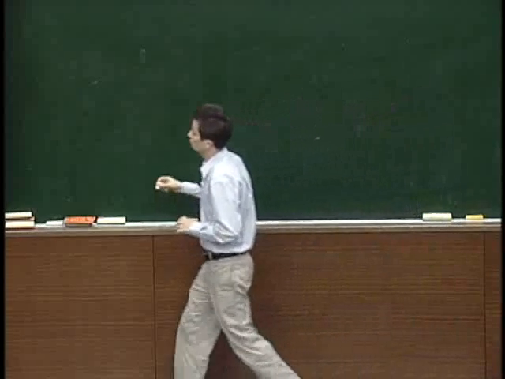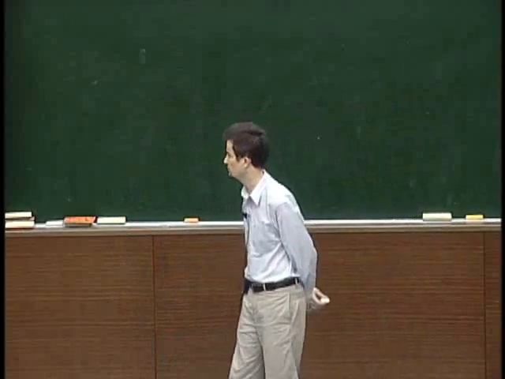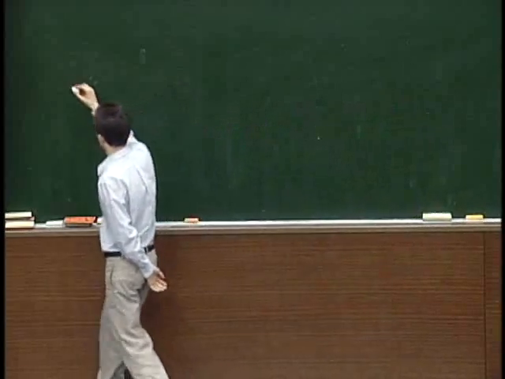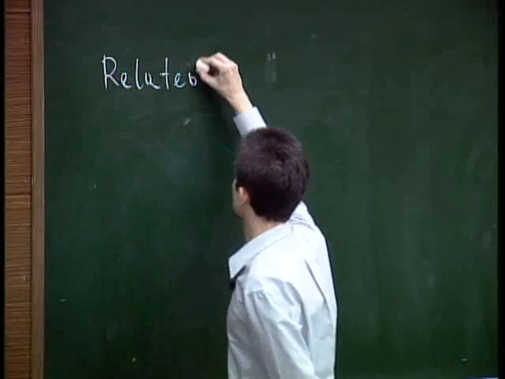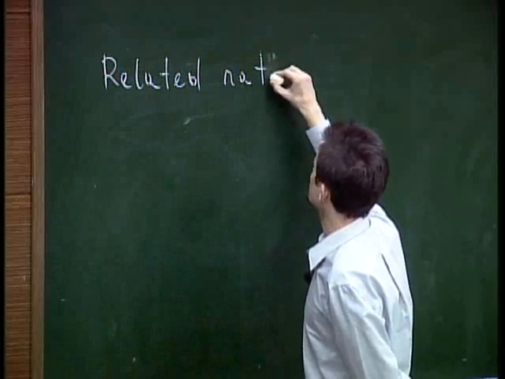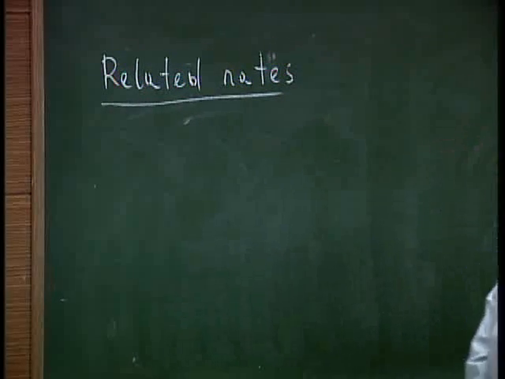If not, then we go on to the next section, which is section 3.10 in our textbook, which discusses related rates. So you can see this as yet another application of the method of implicit differentiation.